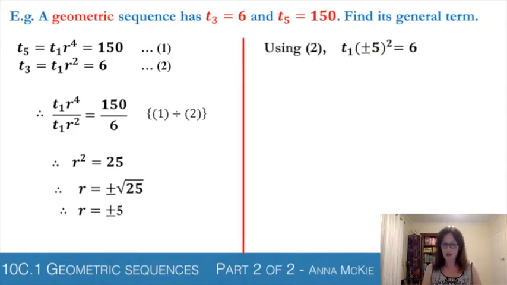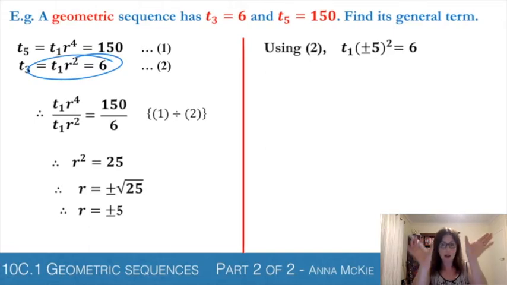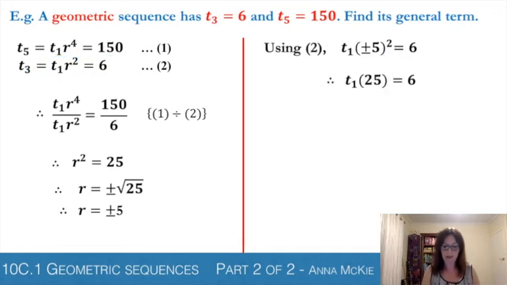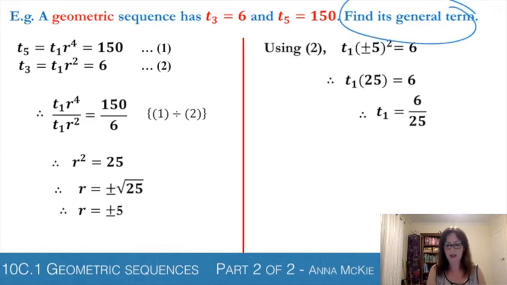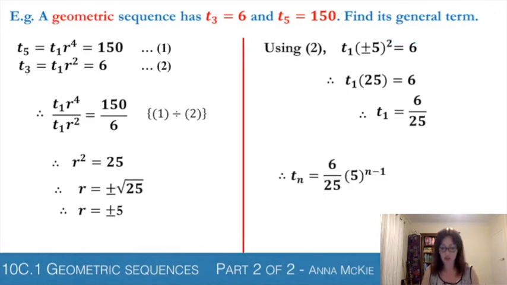So in this scenario, you have two values of r. So substitute that back in. Again, I recommend using the slightly easier one, T3, with r squared. So you substitute in, you could run it separately. You could do one with r is 5 and one with r is negative 5. That's fine. But see what happens here with the square, it will become the same number, 25. Solving for T1, you get 6 divided by 25. Don't stop there. Go back and answer the question, which is to find the general term. So we substitute that in.